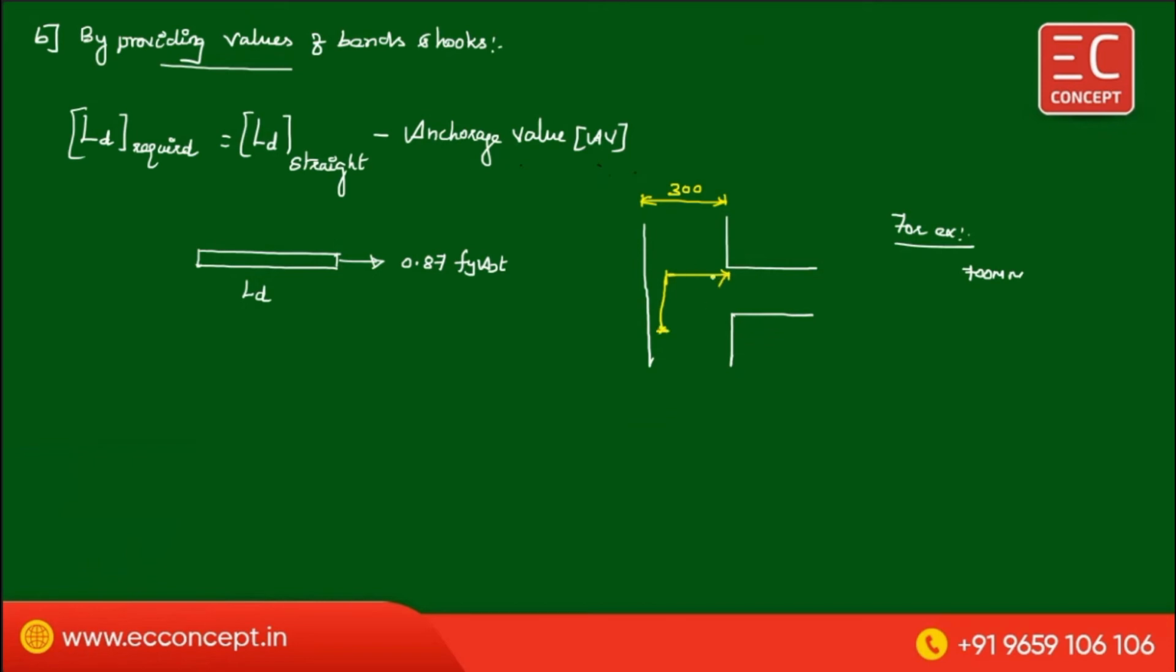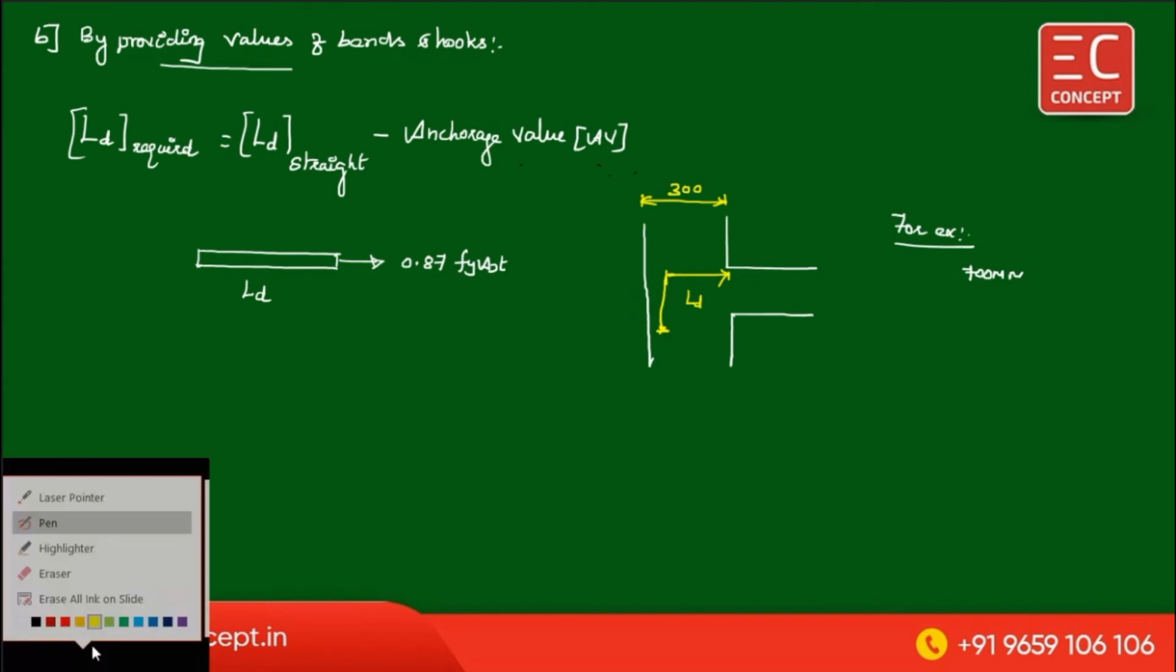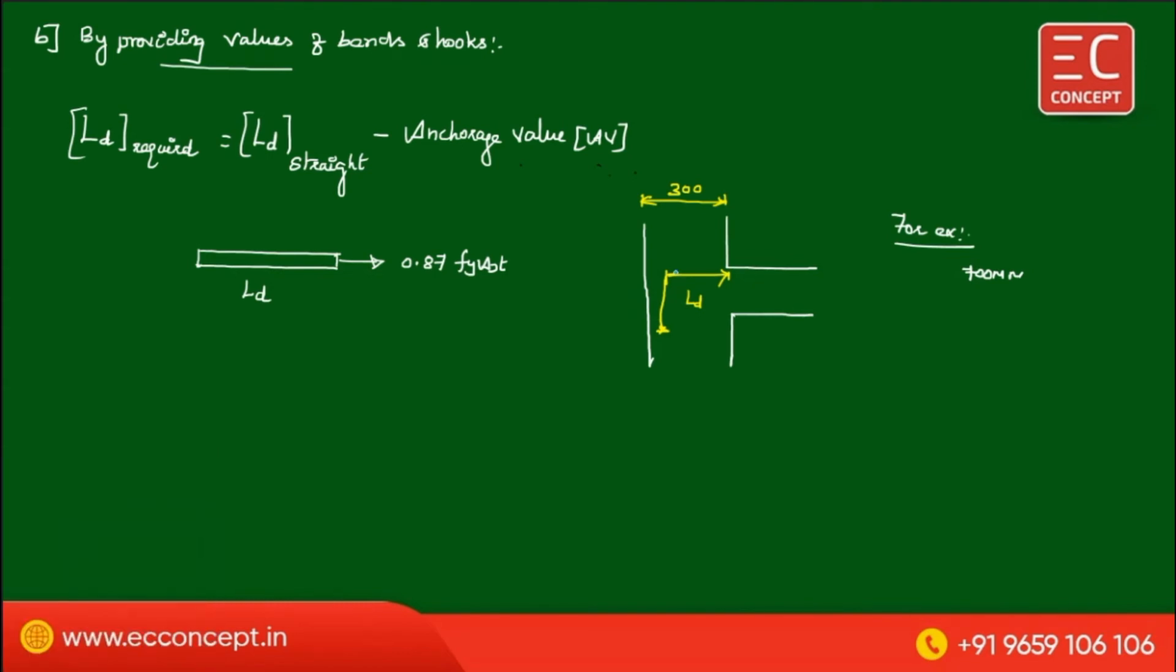Now see, this length is LD. In that LD, this bend itself takes some value, that is an anchorage value. It depends upon the angle; there was a value. So this is the LD straight. Understood?